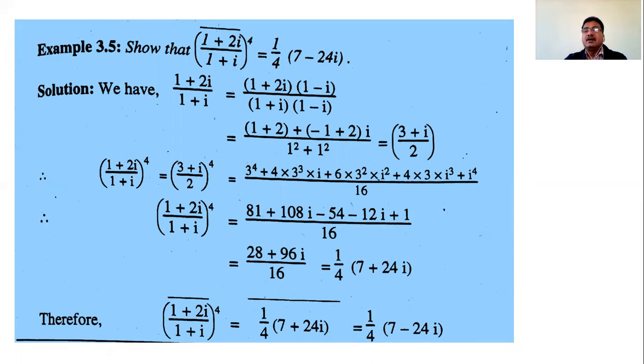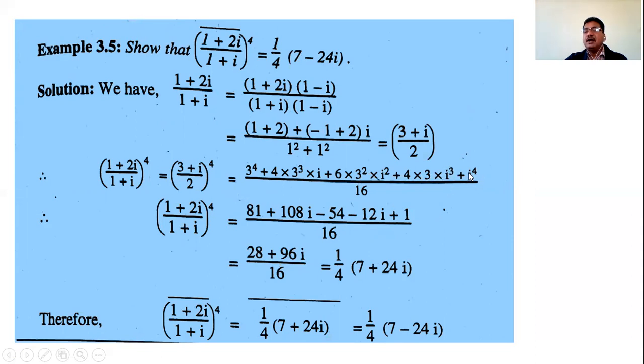Or directly use the concept that (x plus y) raised to 4 is what? x raised to 4, plus 4 into x cube into y, then plus 6x square y square, plus 4x into y cube, plus y raised to 4. That is, we have these five terms by using the binomial theorem. Okay, and the answer for the numerator is 28 plus 96i, because i square is minus 1. What is the value of i cube? i cube is i square into i. i square is minus 1, so i cube is minus i.